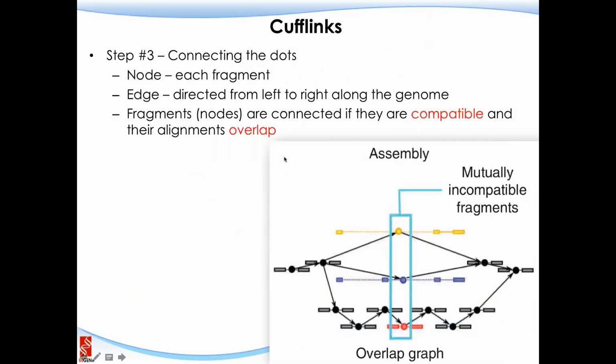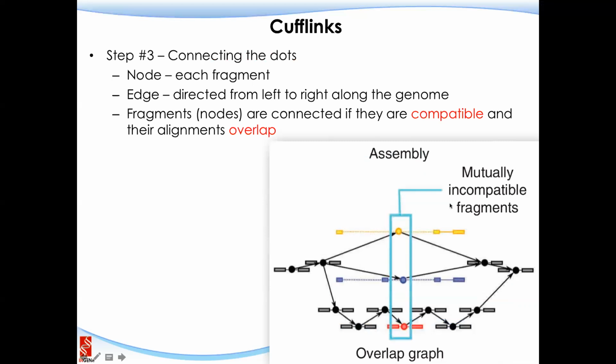Once we know whether any two reads are compatible with each other, Cufflinks further constructs an overlap graph, based on several criteria. First, each node is one read, and each edge links overlapped reads that are compatible with each other. And because we know the direction of the gene, the overlap graph will be an acyclic graph.